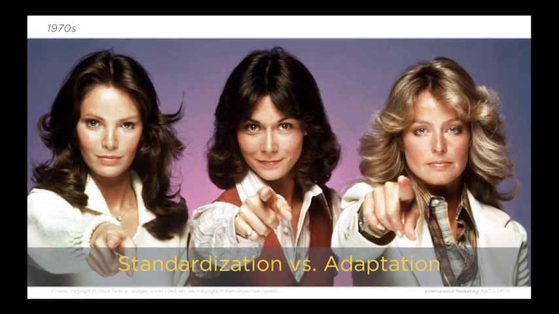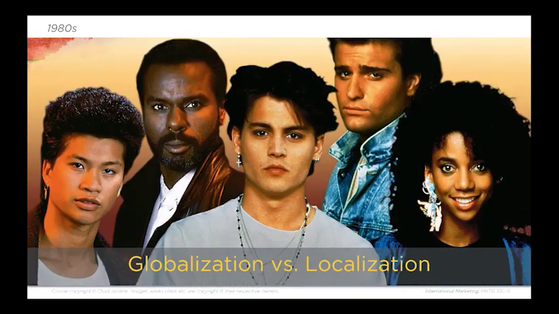And we're starting with kind of a history of how marketing for multinationals has evolved. So in the 1970s, the big question was about standardization versus adaptation. And in a lot of ways, this is still the big question. But in the 70s, it's like, is it smarter for us to create individual products or to create a product that everybody can use universally?